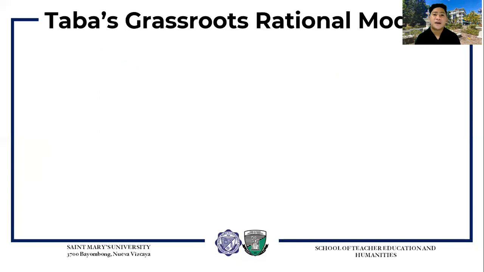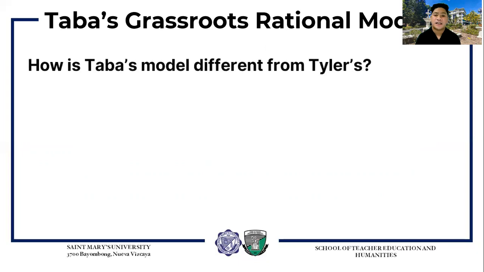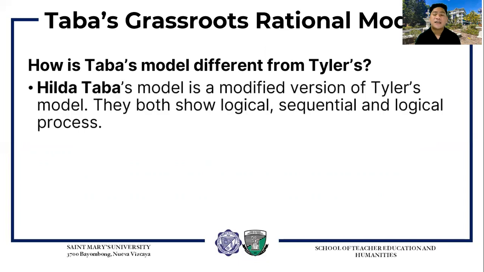The next linear curriculum development model that we have is Taba's Grassroots Rationale Model. We still have the word rationale, meaning there are reasons for this curriculum development, and it has to be founded on some things which are deemed important. So how is Taba's model different from Tyler's?